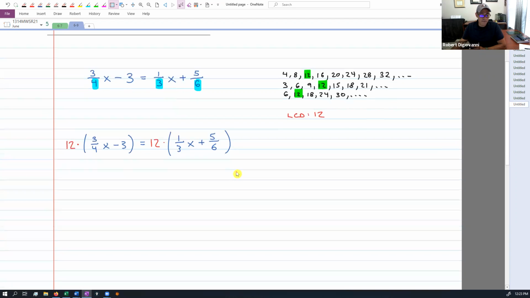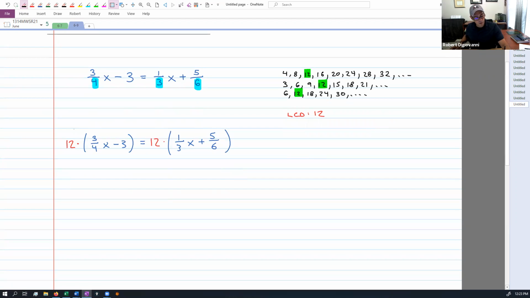And then we have to distribute. So here to here, here to here, here to here, and here to here. All right, I'm going to do the left side, and then I'm going to have all of you do the right side. So when I do this first multiplication, I'm doing 12 times 3/4 x. That's the same as 12 over 1 times 3/4 times x.